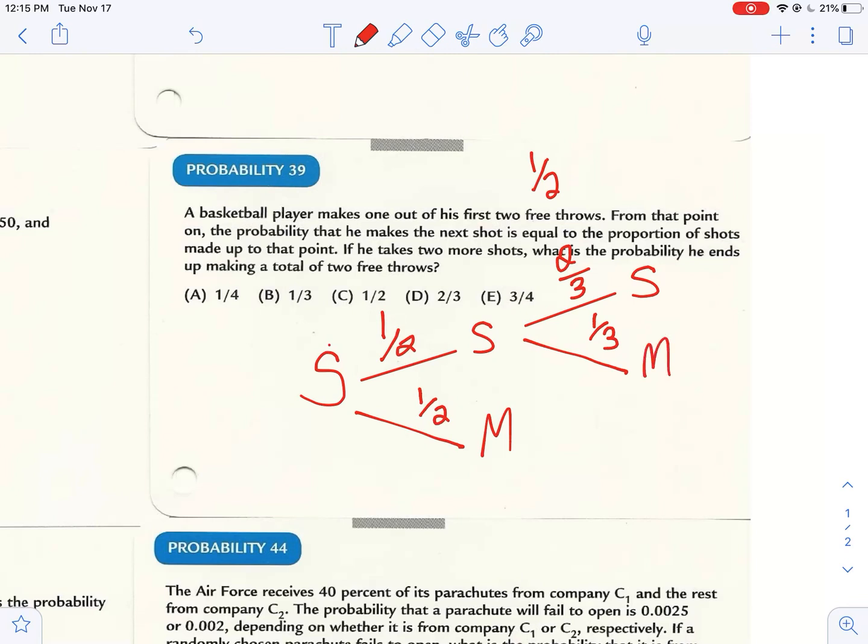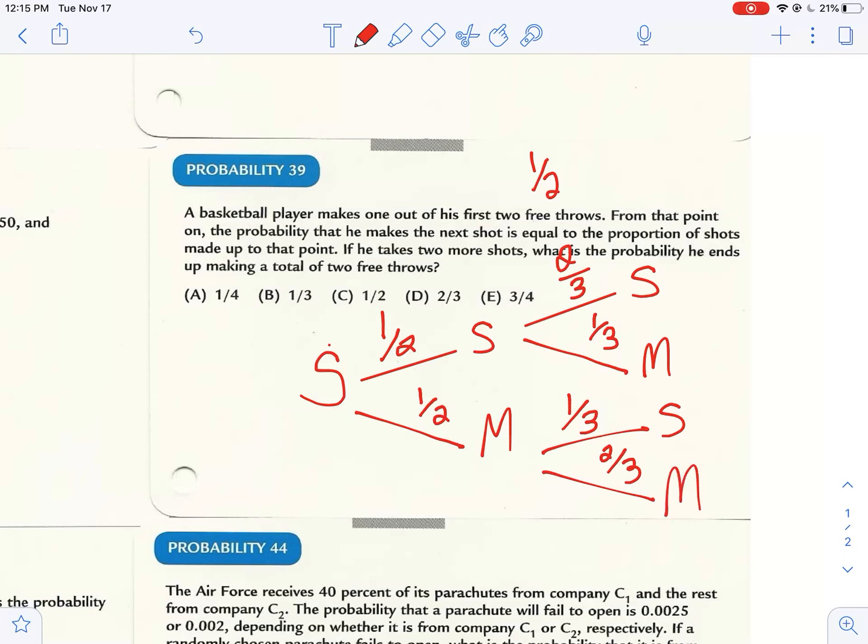Now we go down to here. This is based on missing that third shot. So what that means is you made 1 out of the first 2 shots, and you didn't make the third shot. So you've only made 1 out of 3 shots. So that's the probability of you making that fourth shot. Now, the probability of you missing is going to be 2 out of 3, because that's the complement.